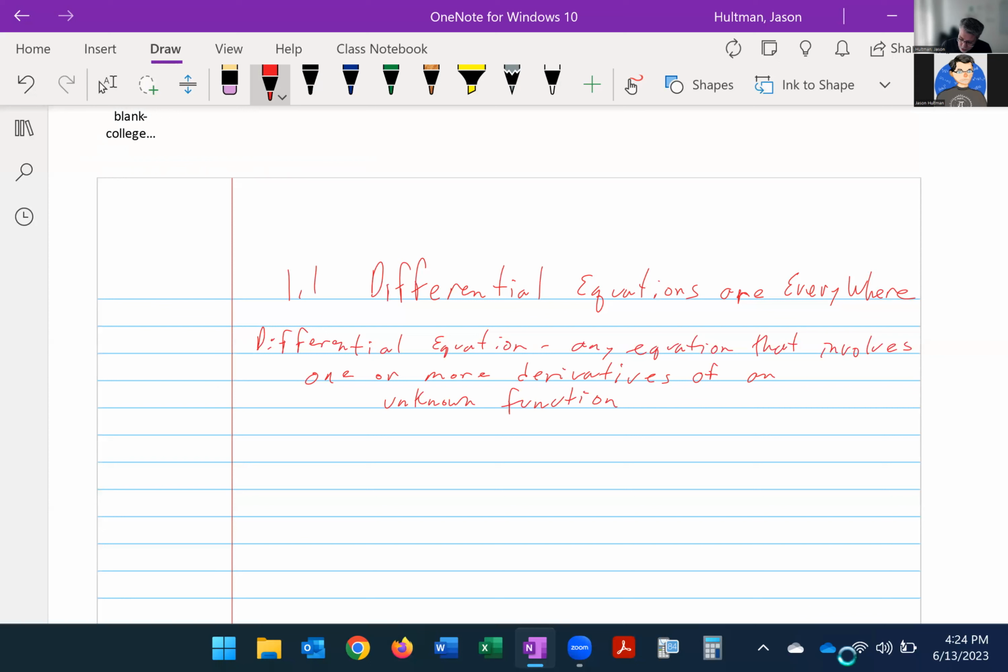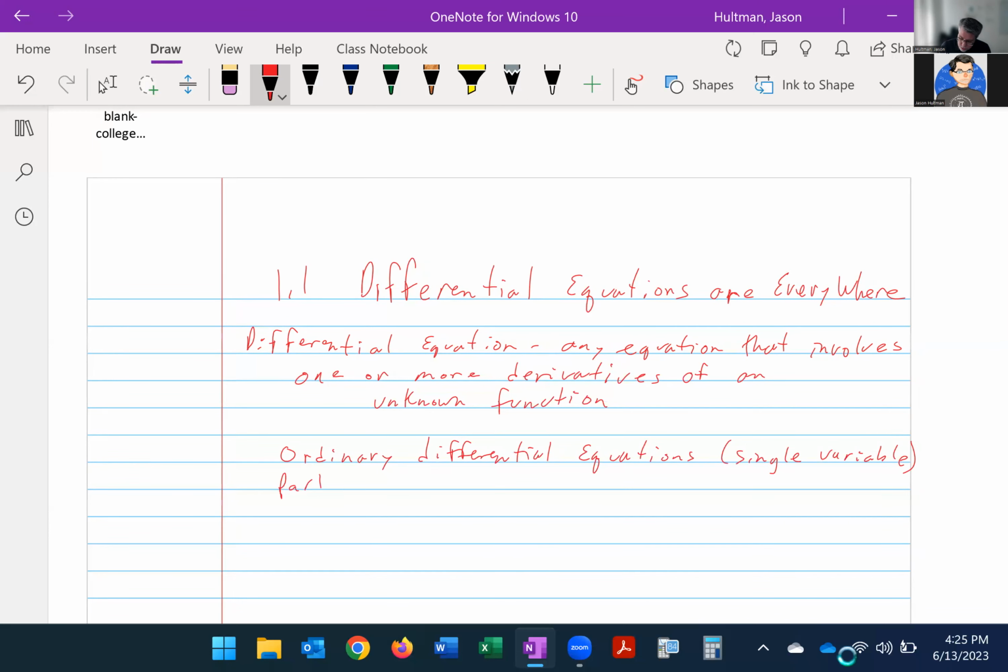We have two different types of differential equations. They're called ordinary differential equations, and these are of a single variable. So think of a variable x. And then we have something called partial differential equations, and those are multivariable, multiple variables.